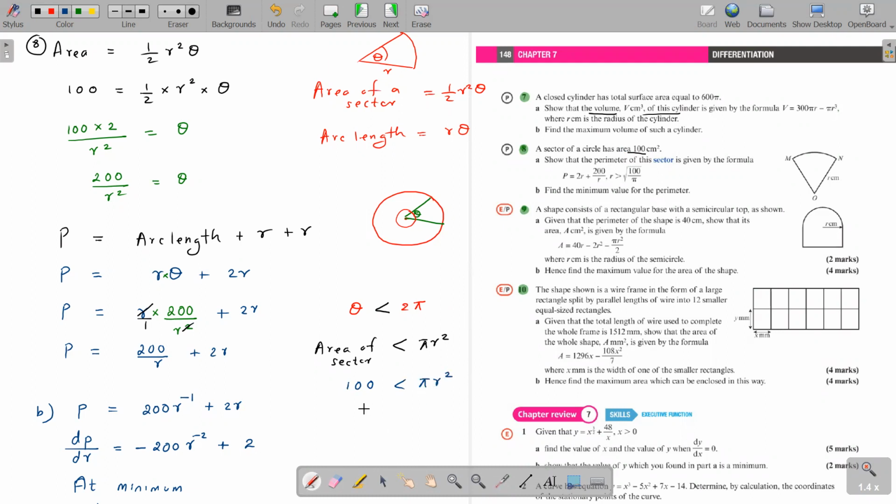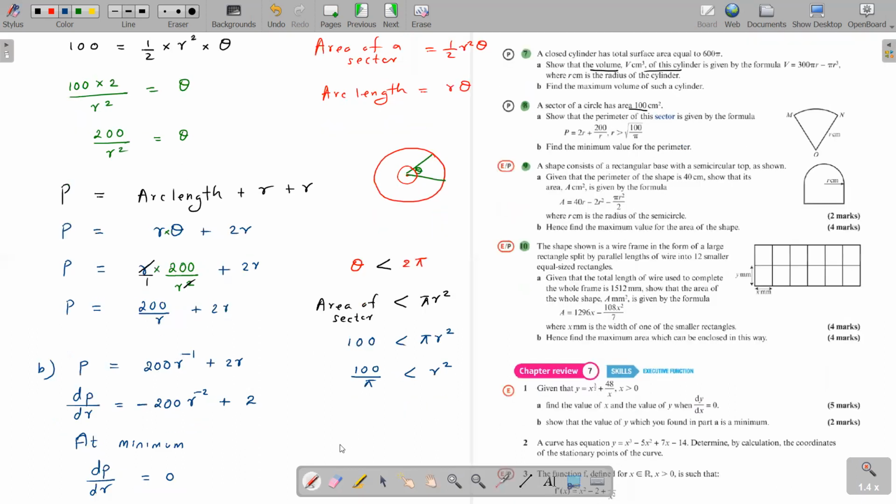Do you see it? So 100 over pi, r square is greater than 100 over pi. And therefore, can you see what happens here? You take the pi down as a division. Pi is a constant, a positive constant. We take it down as a division. And therefore, you can write the next step here, right? So therefore, r is greater than root 100 over pi. So this is another way of showing how r is greater than root 100 over pi, like how they definitely got this value. Okay.